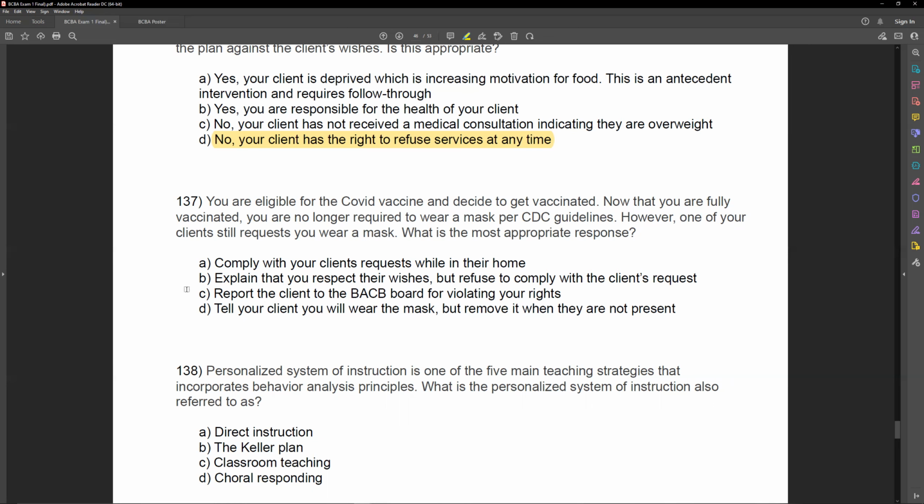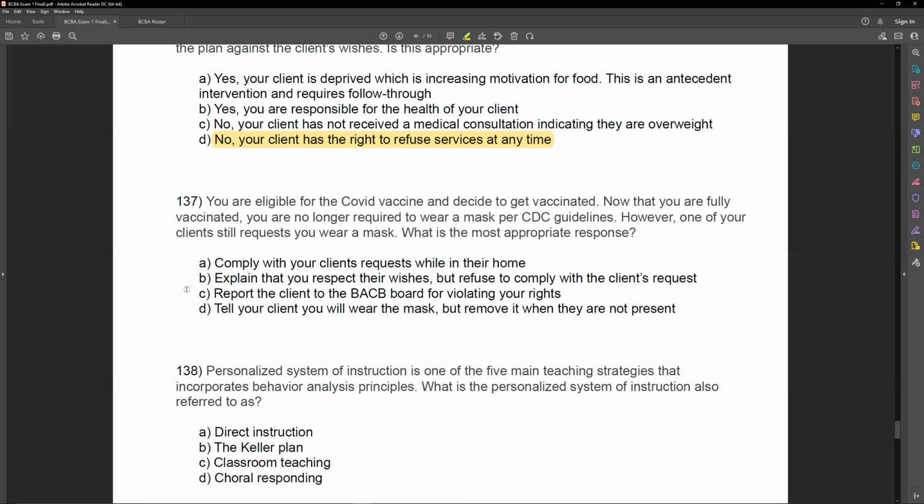A, comply with your client's request while in their home. Yes, this is their house. You're in their environment. It might be a cultural thing. It might be a safety thing. You don't know. But while in their home, you need to respect their request with limits.